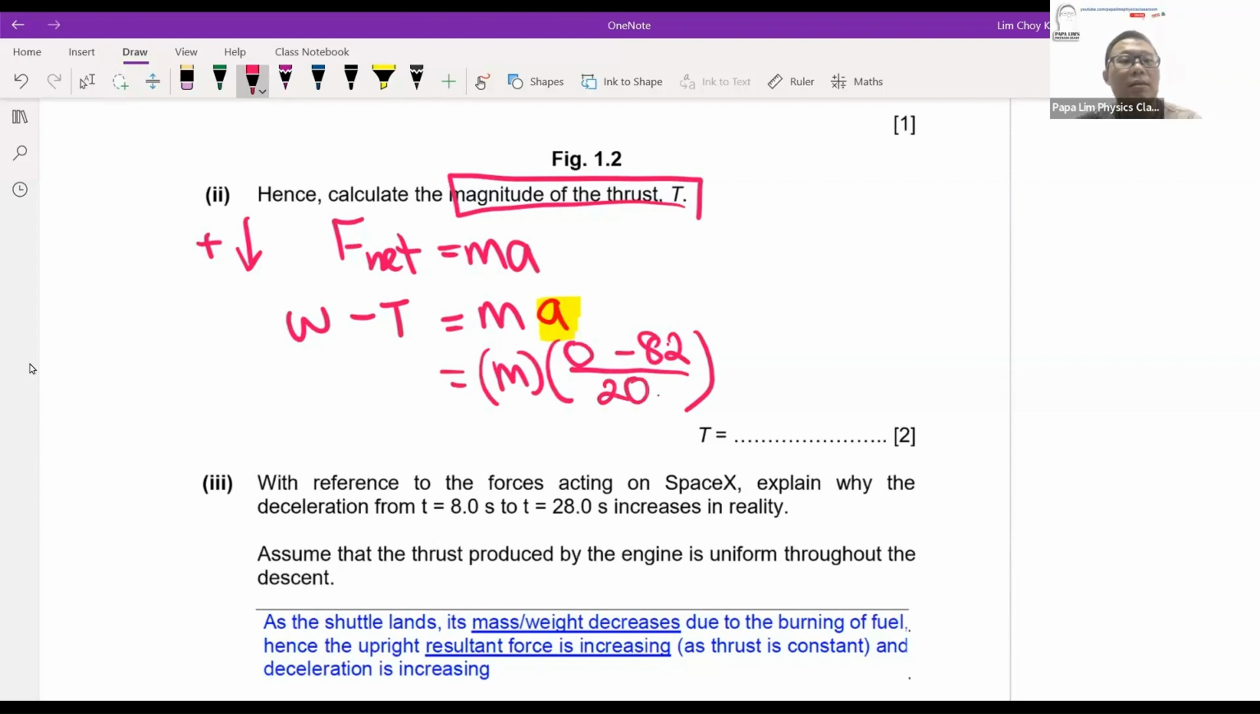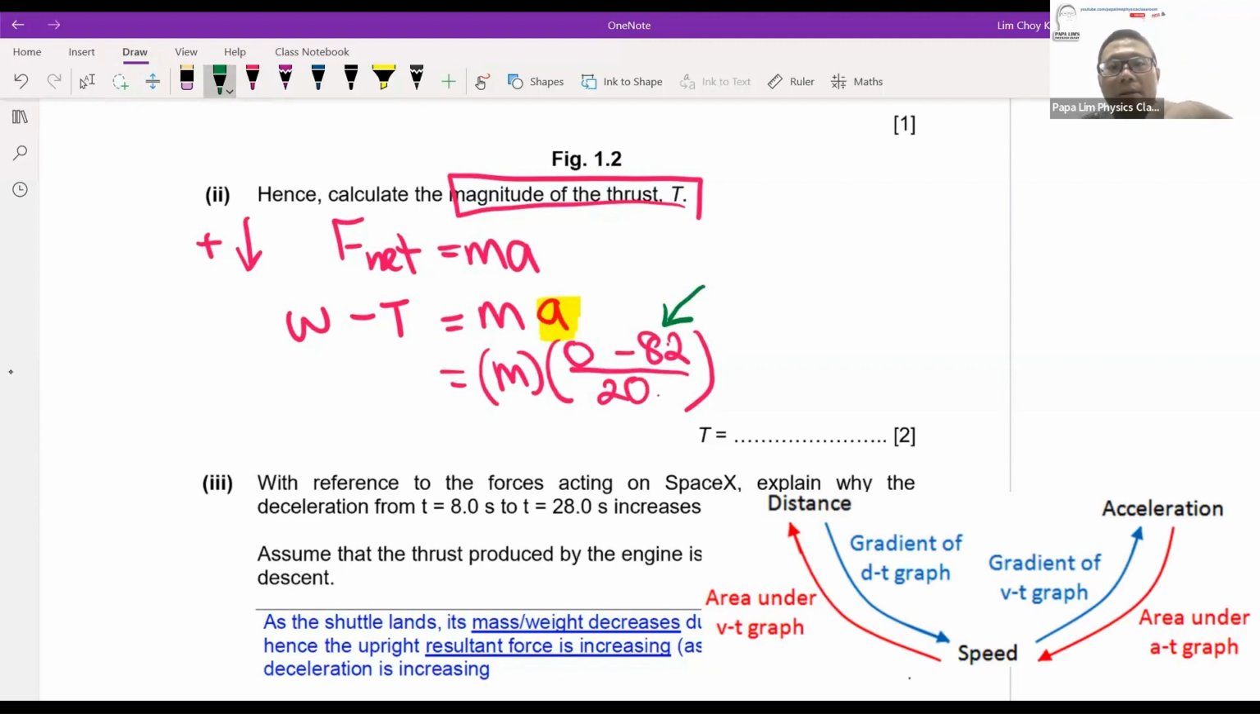So this will be the acceleration of the SpaceX itself. Take note that this particular number is actually a deceleration, so this number is actually a negative number. If you work out the number, you'll find that the acceleration in this case, which happens to be a deceleration, is negative 4.1 meter per second square.